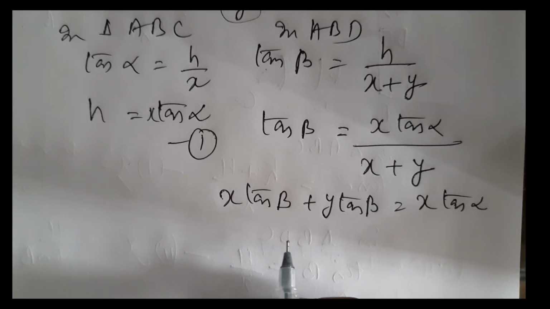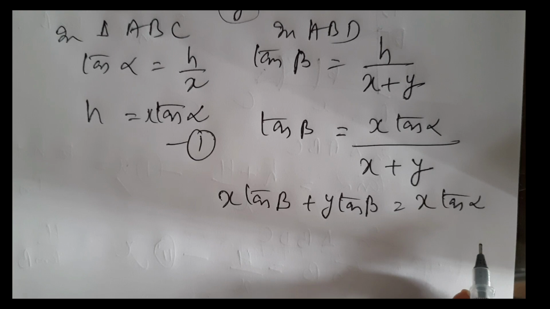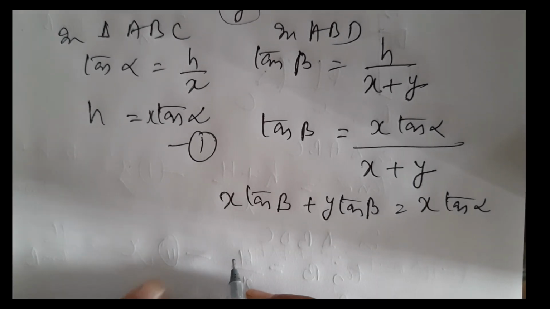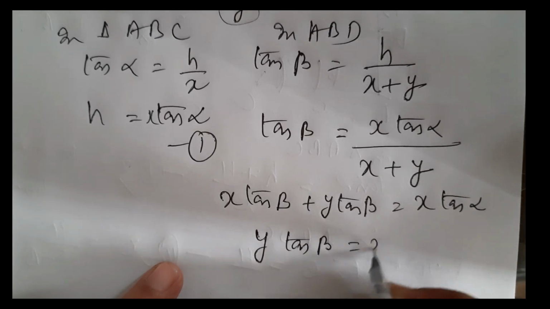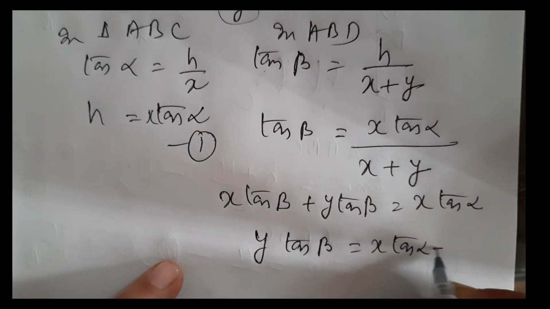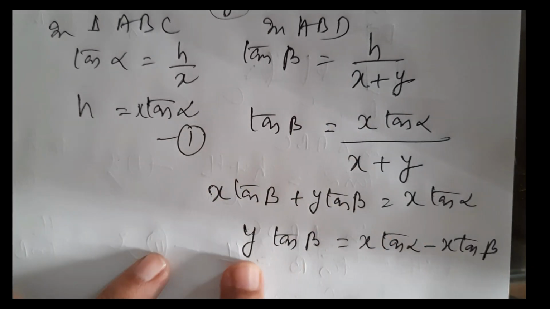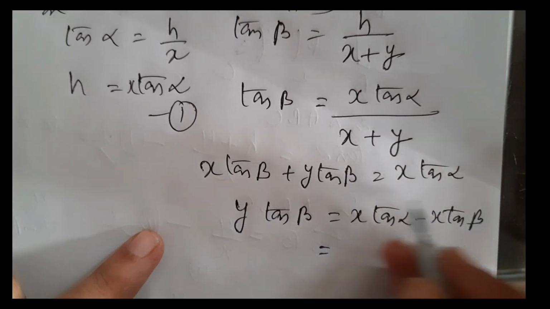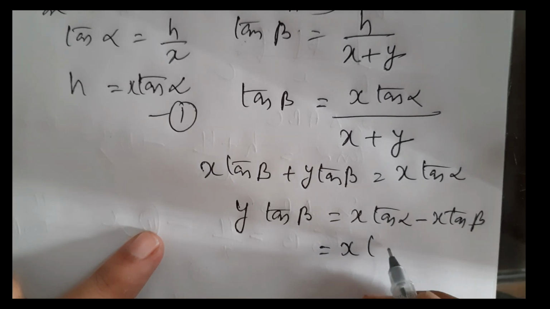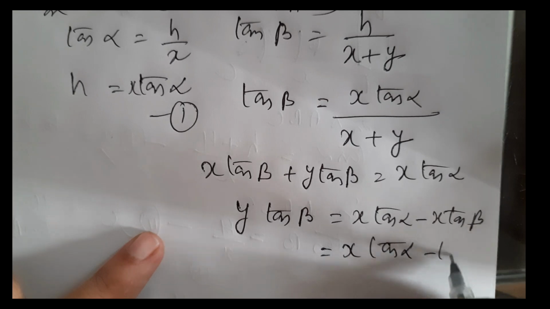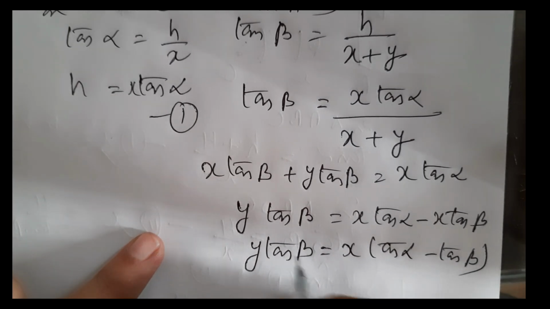Now we need to find the solution in terms of x. So let's shift this x towards the left side. Now y tan beta is equal to x tan alpha minus x tan beta. I shifted this term as I need to find out y. So x can be taken common from both of them. That is x times (tan alpha minus tan beta), equal to y tan beta.